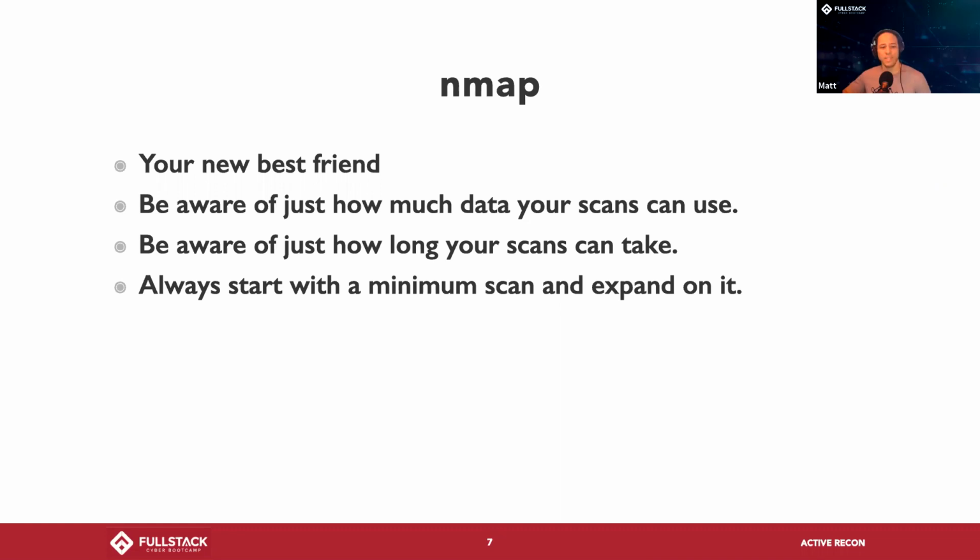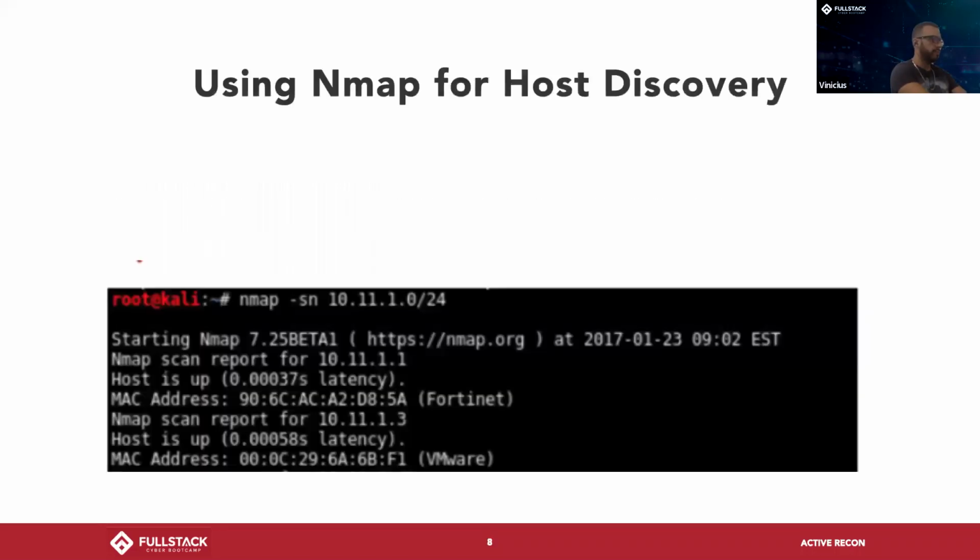It's too much for me if I just automatically run an auto recon script and get all this information. You've got to start with the minimum scan and then expand. What is here? And then slowly look. Okay, so we can use Nmap for host discovery.